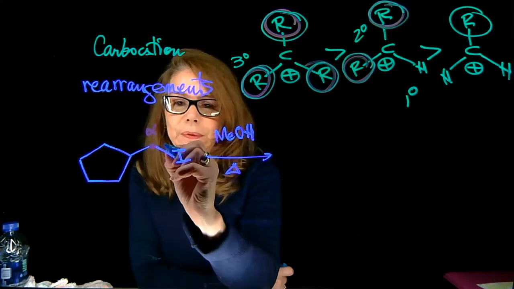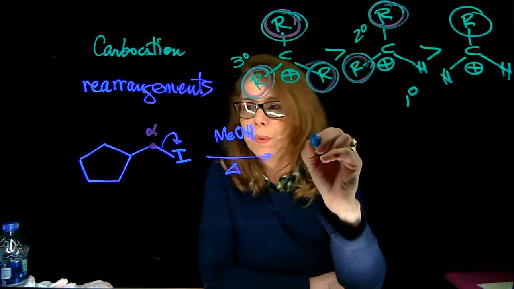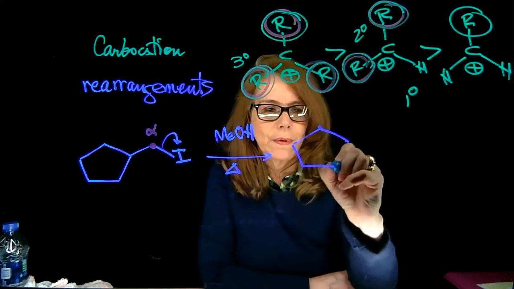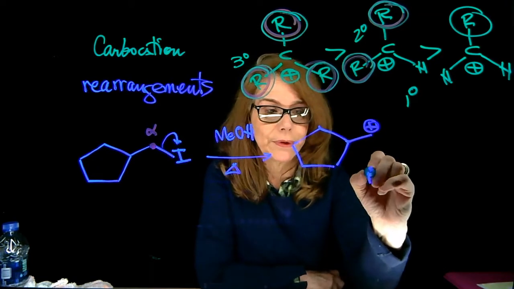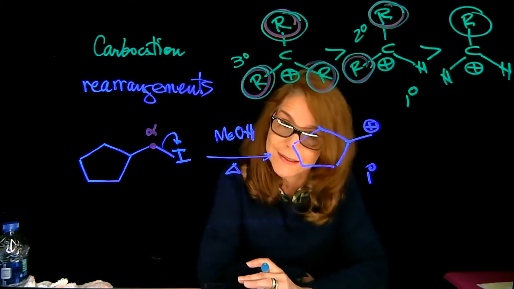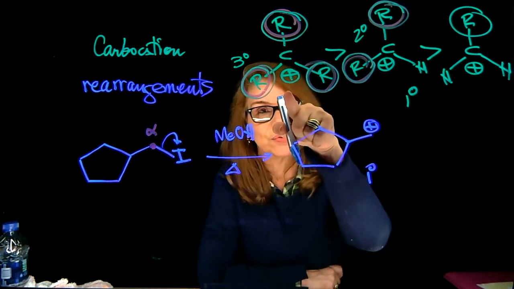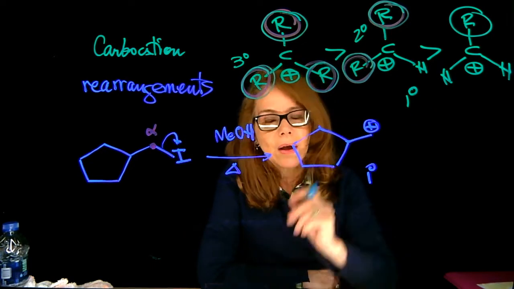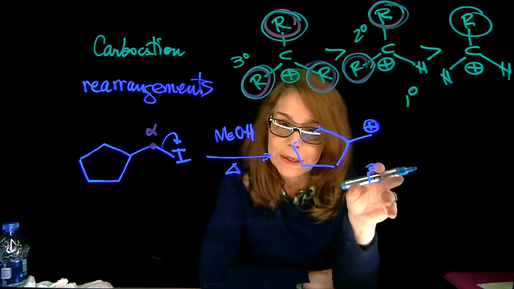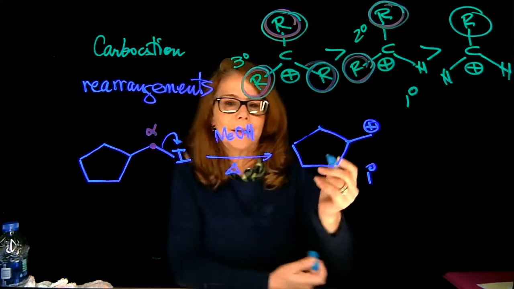And we're going to propose then in the first step, the loss of a leaving group to form the following. That is a primary carbocation, which we know is not stable. And here we have the order of stability: tertiary is more stable than secondary, and the primary. So now we're going to explain another type of rearrangement, which is an alkyl migration.